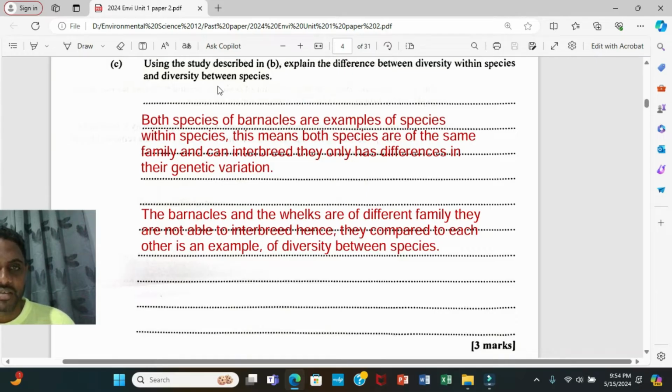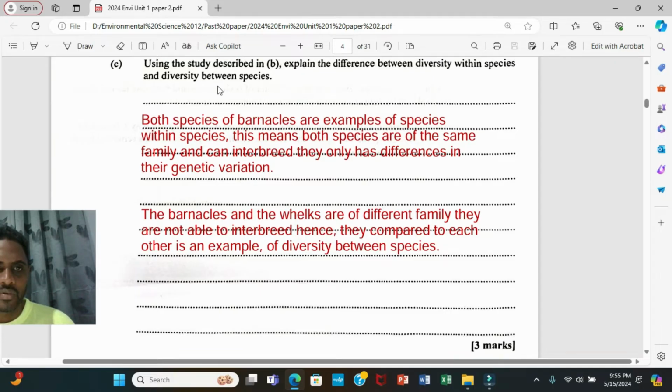So they are all dogs. They are the same species. They can interbreed with one another. But they are different in genetics. They are all dogs, but they might have different height, different color, different type of hair. Some are hairy, some are low, and so forth. So species within a species means they can interbreed, but they are different in genetic characteristics. All right.